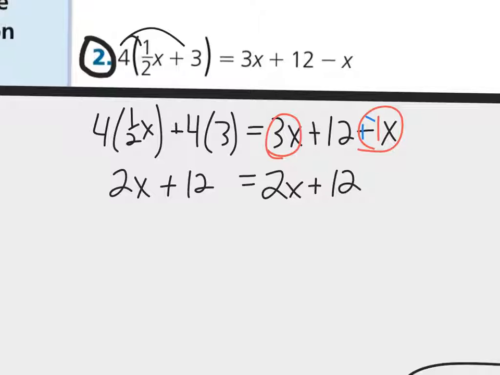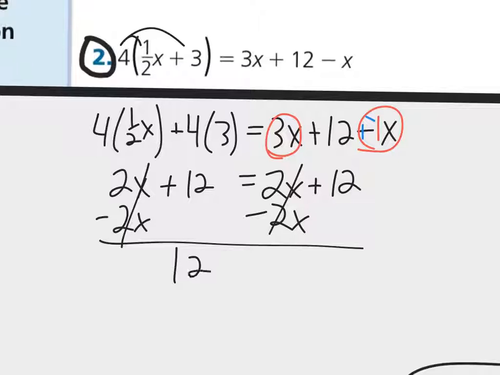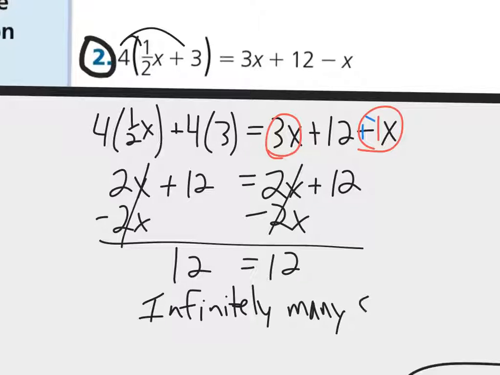At this point, you might notice they're the same on both sides. We can subtract 2x on both sides. We get 12 equals 12, which is a true statement, which means we have infinitely many solutions. So any number we put in place of x would work.